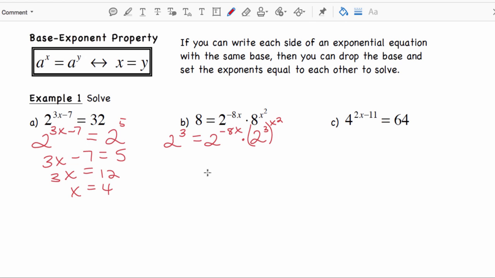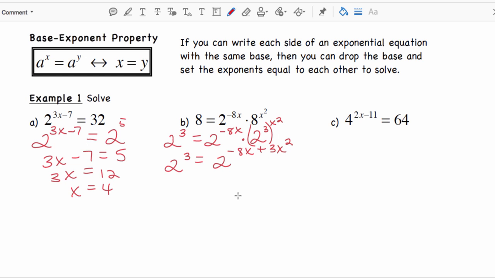Now when you raise a power to a power, you multiply your exponents. So this is really just 3x squared. I actually multiply the 3 and the x squared together to get 3x squared. And when you multiply like bases, you add the exponents. So I'll have 2 cubed is equal to 2 to the negative 8x plus 3x squared.